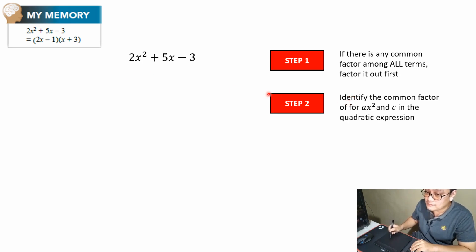You identify the common factor. Okay, for this quadratic expression, you identify the common factor for 2x squared and negative 3. For 2x squared, the common factor are 2x and x. And for negative 3, the common factor are negative 1 and 3, or 1 and negative 3. So we have two combinations here. So which values should we choose?